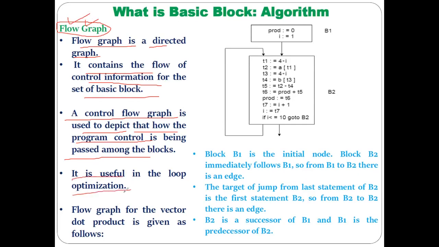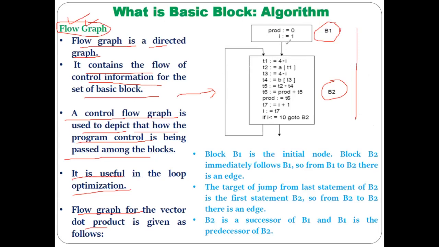Okay, so this is the flow graph example. Now this is the flow graph for the vector dot product. The previous example that we have seen consists of two basic blocks, B1 and B2. Now for those two basic blocks, how can we draw the flow graph? For the generated two basic blocks, how can we have the flow graph? So the flow graph will be like this.